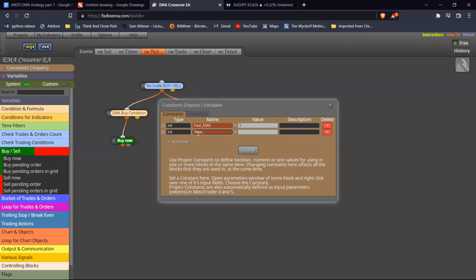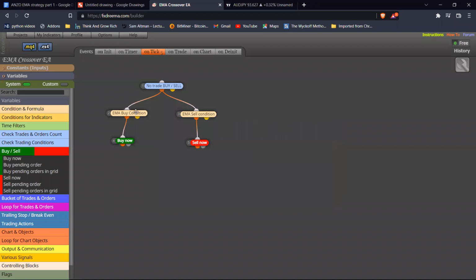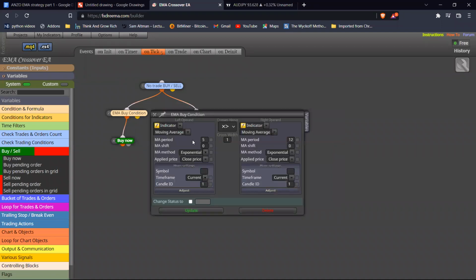Now you can name it whatever you like. This one is going to be 12, right? Now, I click on update, and that is done. So I can go back. Now, if I go back into this, instead of using 5 and 12 here, I could just change this to fast, and I could just change this to fast and slow.